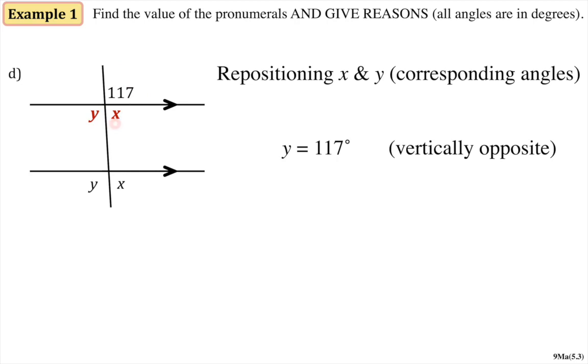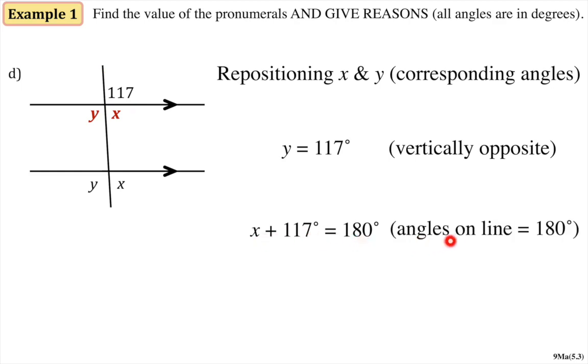Well, I can see that there's a straight line going down there. Those two angles are on one side of the straight line, so those two angles add up to 180. So what's the reason that x plus 117 equals 180? Because angles on a line equal 180, and they are angles on one side of a line. Minus 117 to both sides, 180 minus 117 is 63 degrees. So I now know y, I know x, I've given reasons for everything, finished.